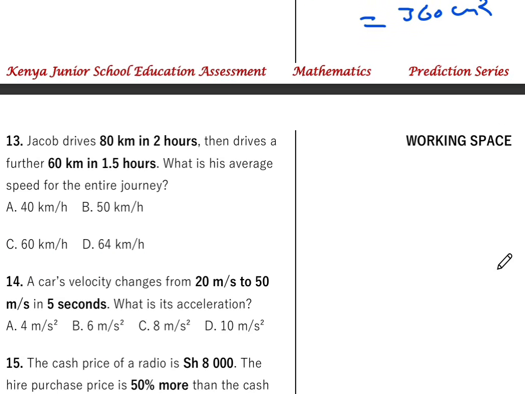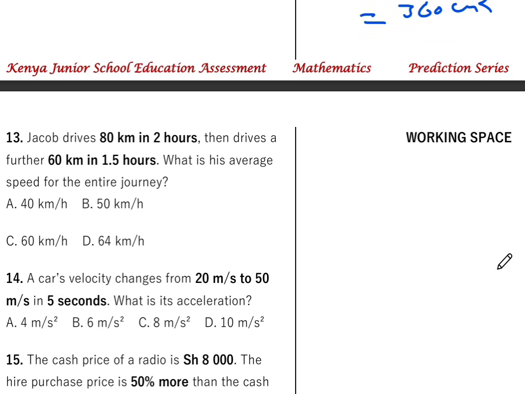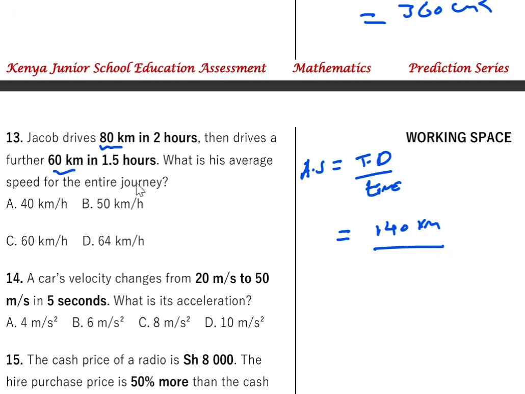Number 13. Jacob drives 80 kilometers in 2 hours, then drives a further 60 kilometers in 1.5 hours. What is the average speed for his entire journey? So you know that average speed is equivalent to total distance traveled over the time taken. So total distance we add. So 80 kilometers plus 60 kilometers, it is 140 kilometers.